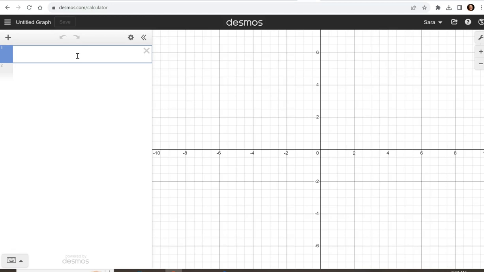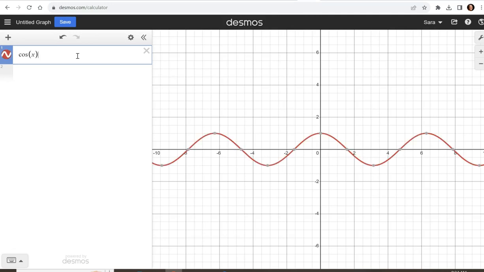So if I were interested in plotting something like the cosine of x, I can just go ahead and type COS for cosine, parentheses of x, and Desmos understands that I would like to see a mathematical cosine curve graphed for me just by typing in the letters COS. So you now see that cosine curve appearing in the Cartesian plane.